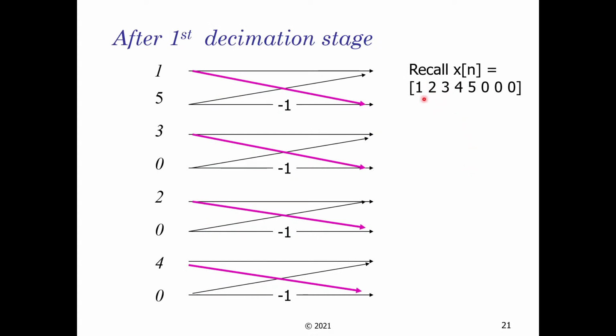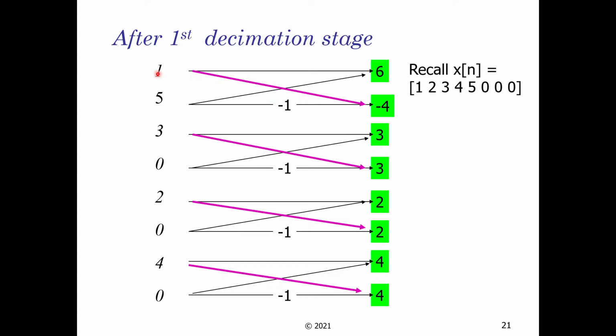Now, recall that our input sequence when we started was 1, 2, 3, 4, 5, 0, 0, 0. The starting sequence, when we start doing this for the FFT, is where we need to make sure that these values are organized in a particular order. I'll explain on the last slide of this lecture how we obtain this order for the sequence to start the FFT. Once we have this sequence in its particular order, we then perform the calculations here for the first decimation stage.